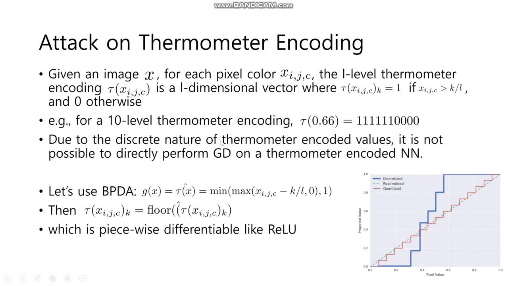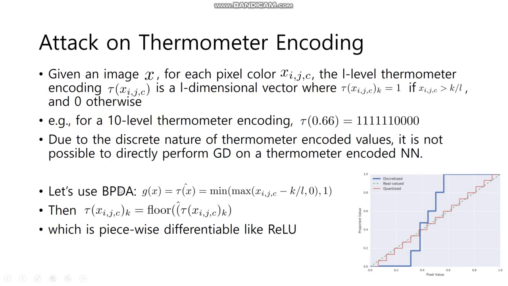Due to the discrete nature of thermometer encoded values, it is not possible to directly perform GD on a thermometer encoded neural network. So basically, it introduced some layer which is not differentiable. And after the pixel values are discretized, although you input some noises to the pixel values, they are quantized. Then the noises are gone away. In that sense, the adversarial attack becomes weak.